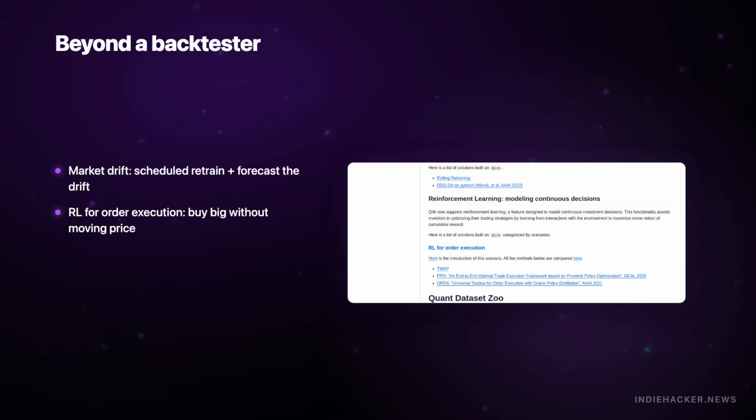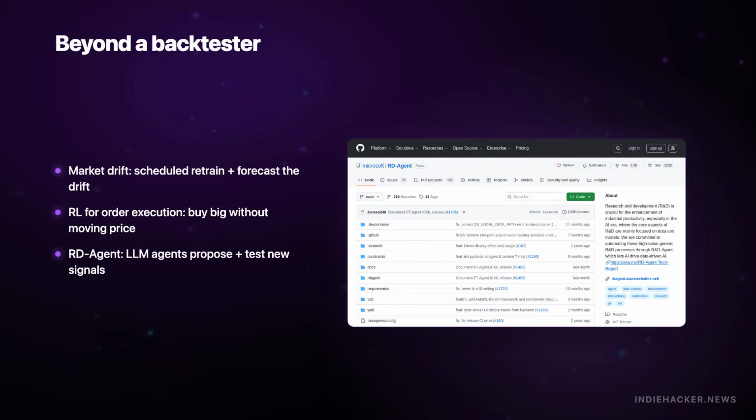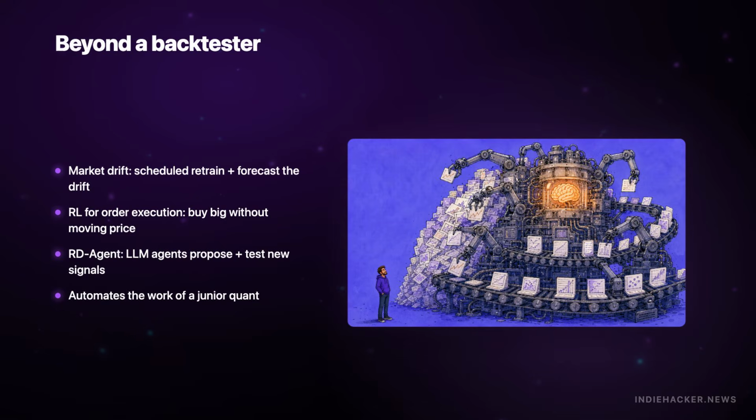And then the piece everyone is suddenly talking about, RD agent. You point language model agents at the research loop itself, and they propose new trading signals, test them, read the results, and propose sharper ones, basically automating the work of a junior quant. That's the part that took Qlib from a respected library back to a trending repo.